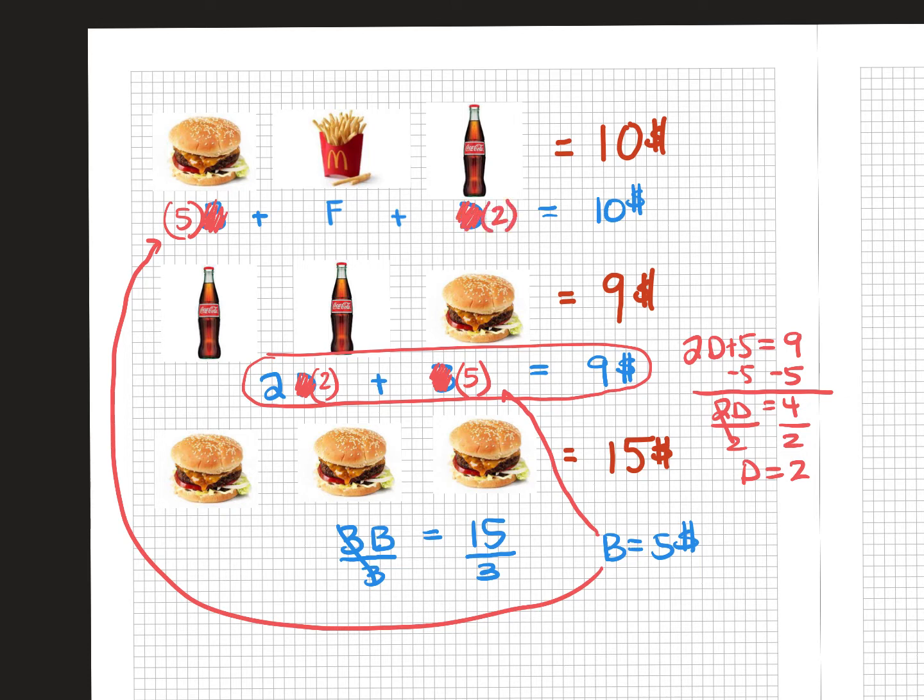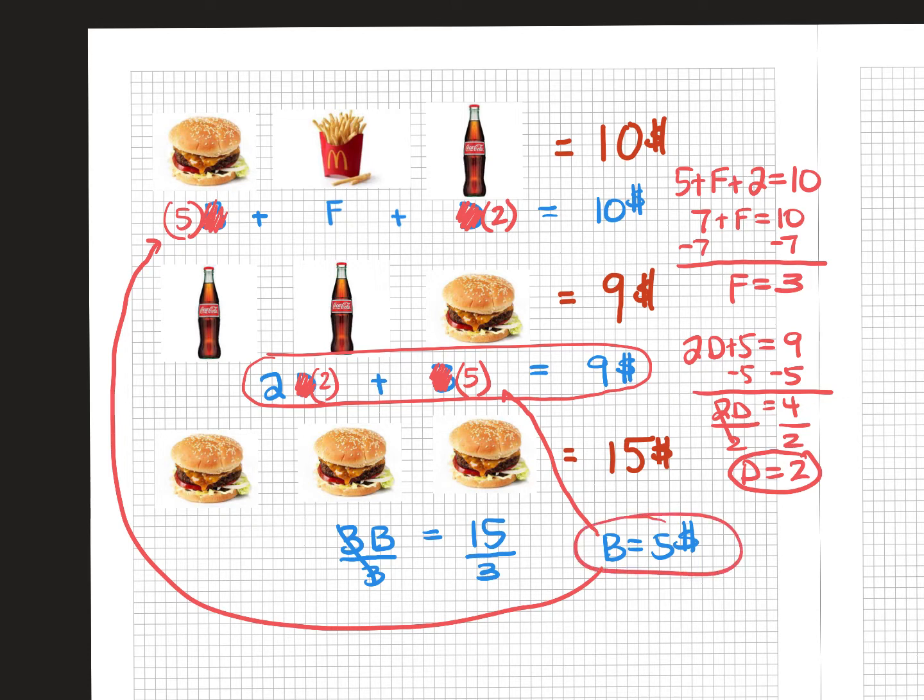And now I'm left with a new equation up here because we substituted in 2 for the drink. And we get 5 plus f plus 2 equals 10. And since we only have one letter we have to figure out, we can do this. This is 7 plus f equals 10. I subtract the 7, f equals 3. All right, so fries were $3, drinks were $2, and burgers were $5.